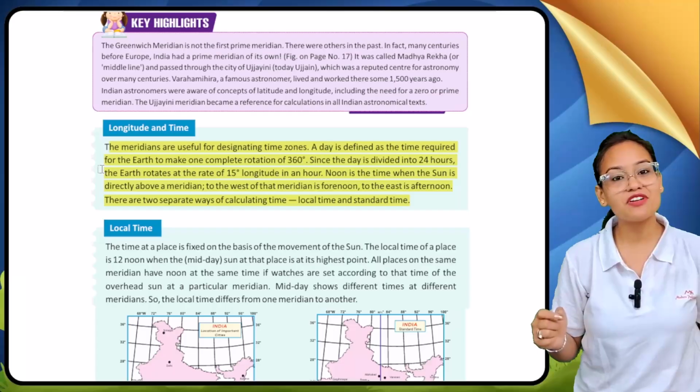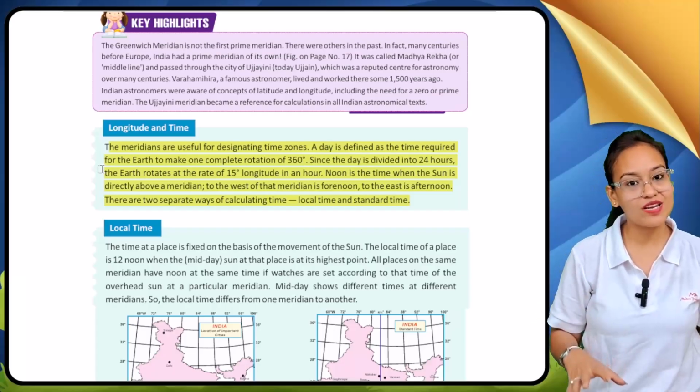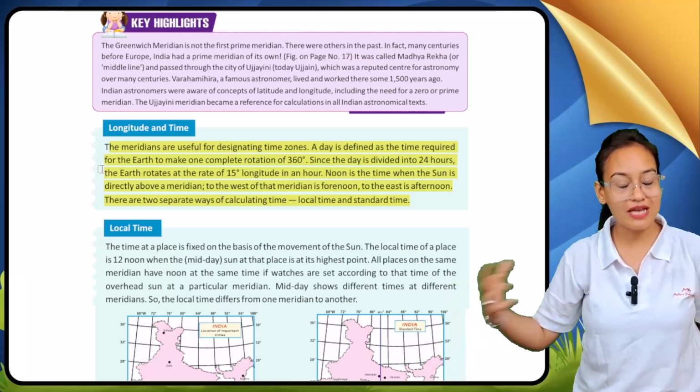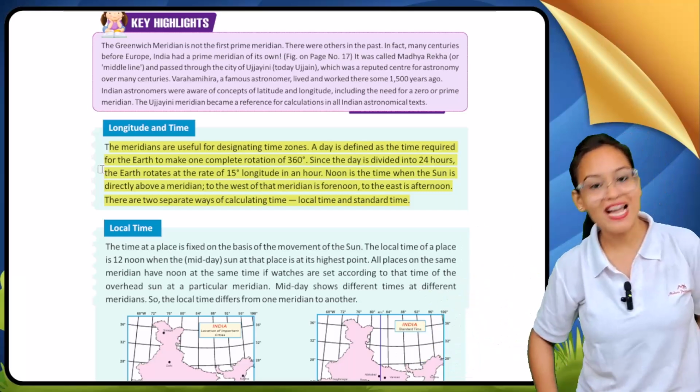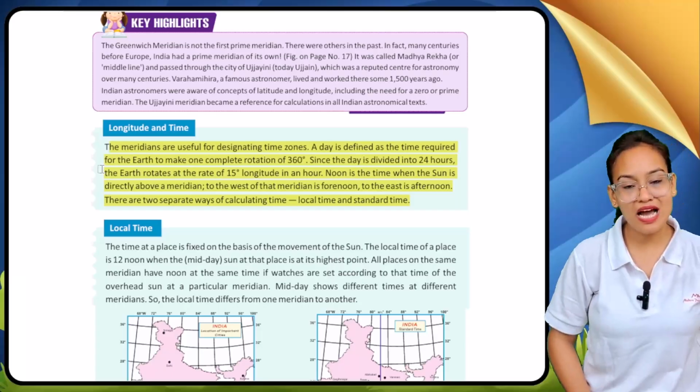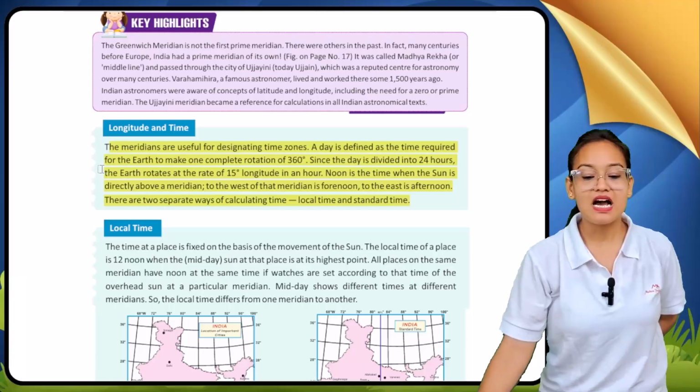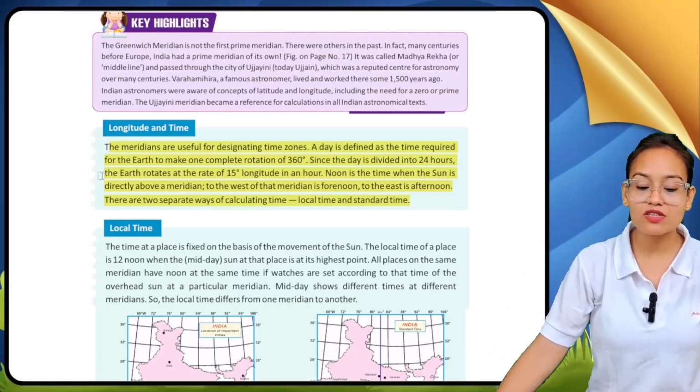And why do we have different time zones? Because if in India it is daytime, then in North America it is night time. That's why we have to know the exact time zone of these countries. See, a day is defined as the time required for the earth to make one complete rotation of 360 degrees.